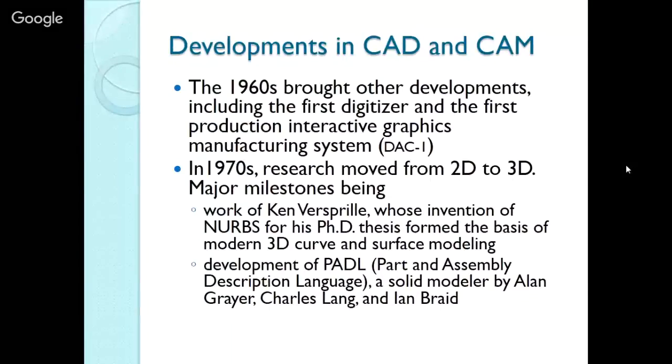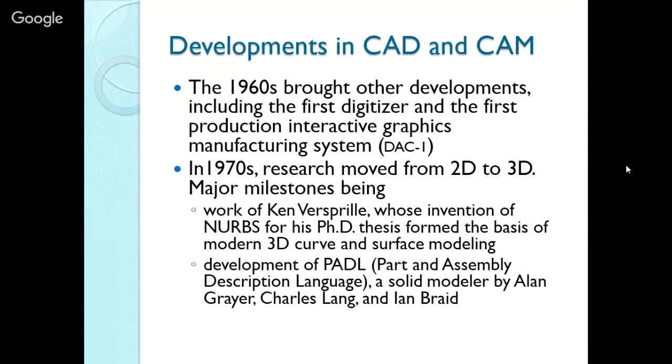The developments in computer-aided design and computer-aided manufacturing continued in the 1960s, when other developments, including the first digitizer and the first production interactive graphics manufacturing system, were made. Like now we have scanners, a so common device, but the digitizer came into being at that time, where a drawing could be placed on a board and using a mouse-like device, people were able to digitize the drawing and transfer it to the computers.